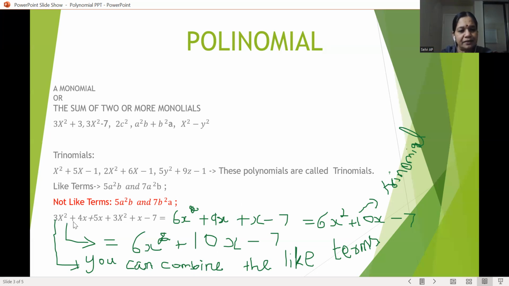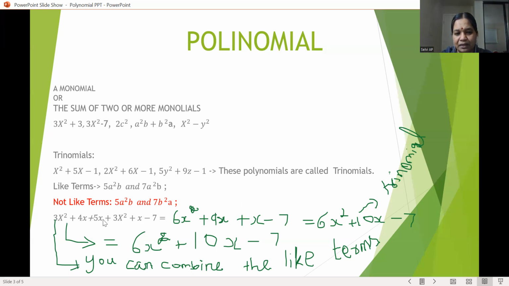Next we'll see here, it combines many terms. I think six terms are here. It means six monomials are there: 3x square plus 4x plus 5x plus 3x square plus x minus 7. So this polynomial equation, we have to simplify it. Now you have to apply the concept of like terms or not like terms. First you check it.